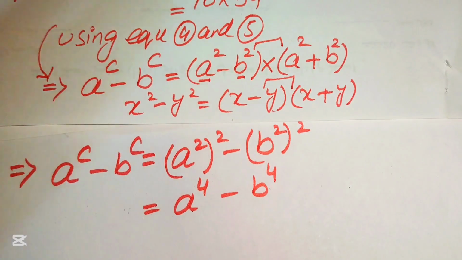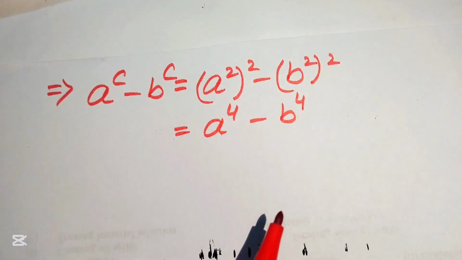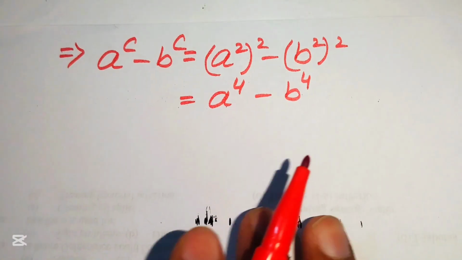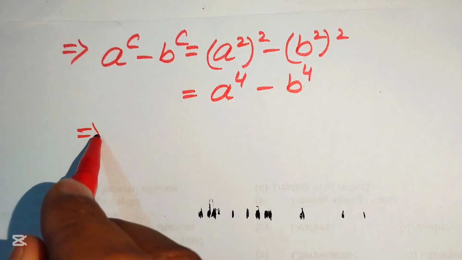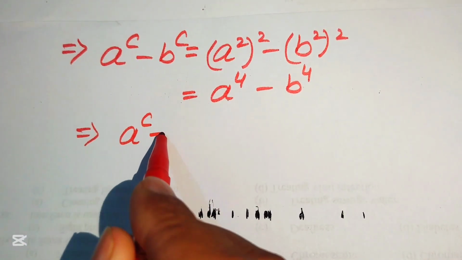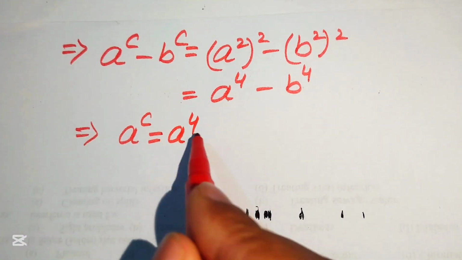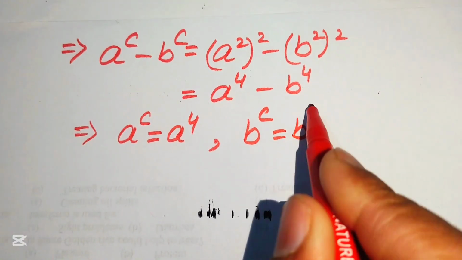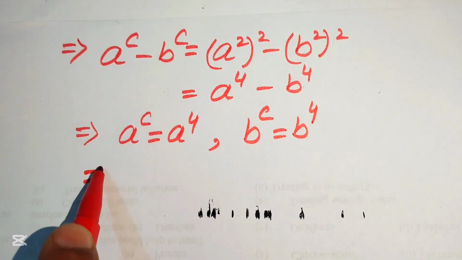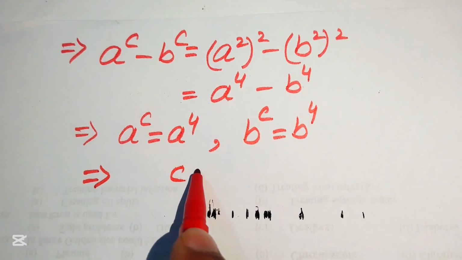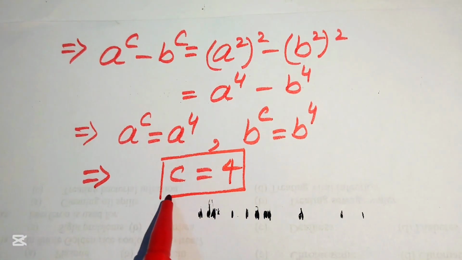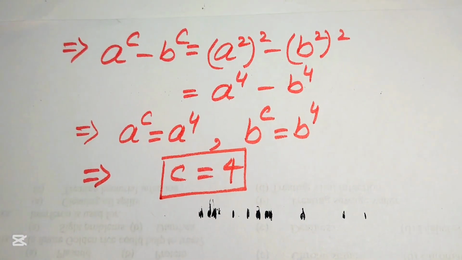Okay, so now we need to compare both of the sides. When you compare both of the sides, we will easily obtain a to the power of c equals a to the power of 4 and b to the power of c equals b to the power of 4. So both of these equations imply that c equals 4. It means that c equals 4 is the final answer of this question.